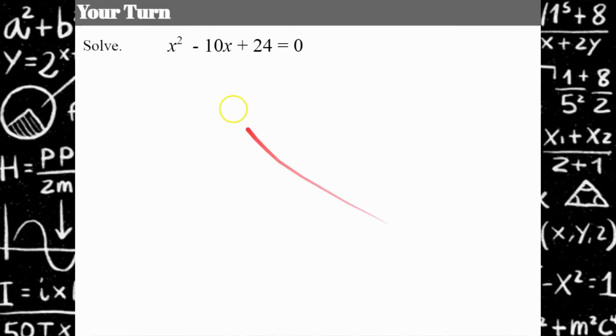All right, your turn. Go ahead and follow those steps. You want to factor, use the zero product property, and solve for x. Go ahead and pause. Come back when you're ready.